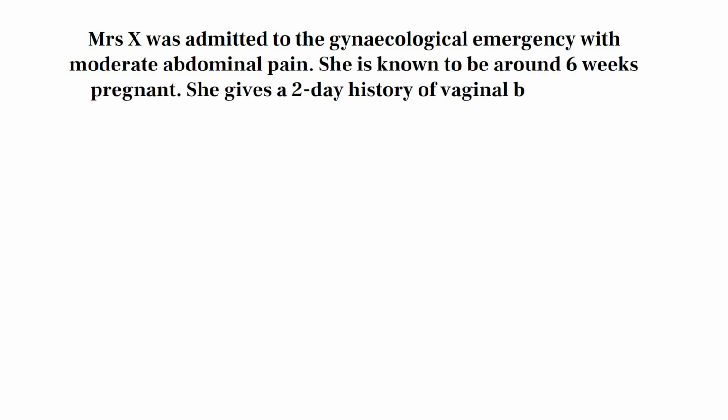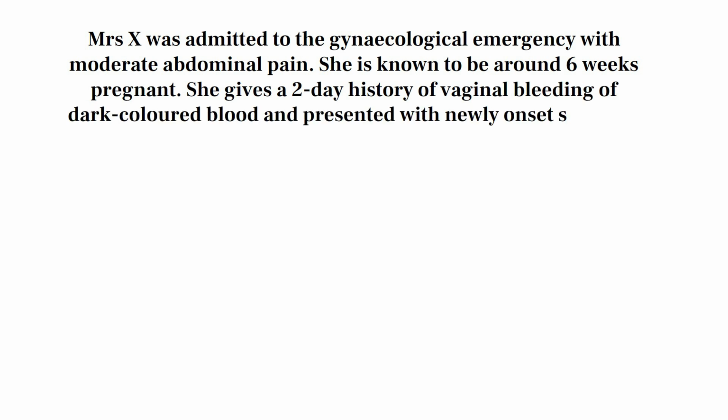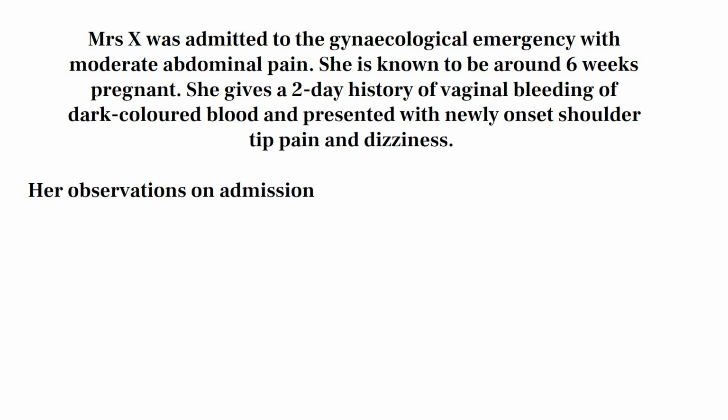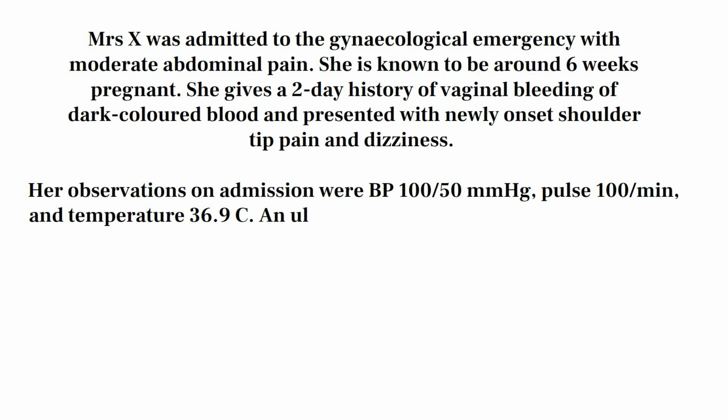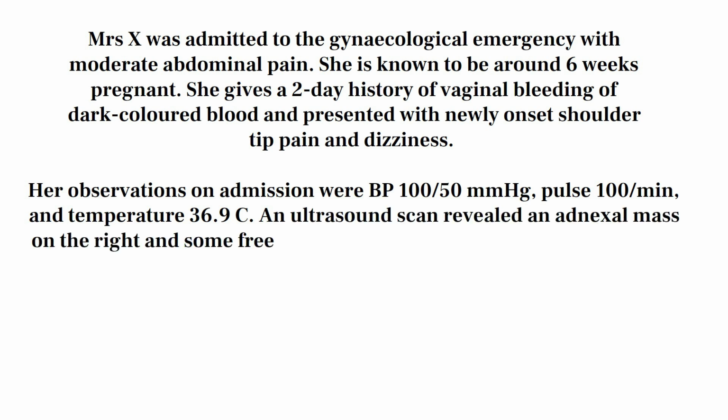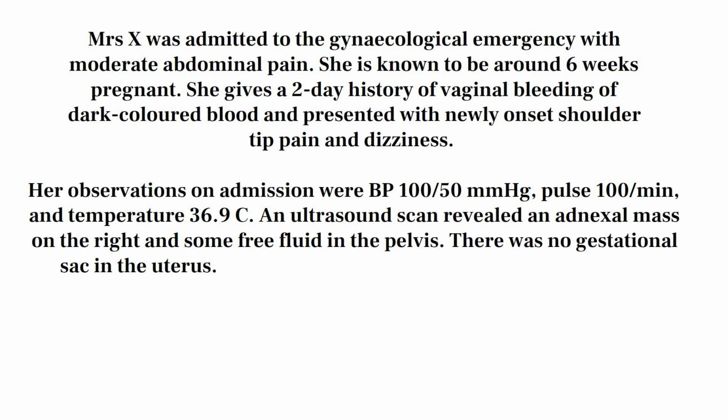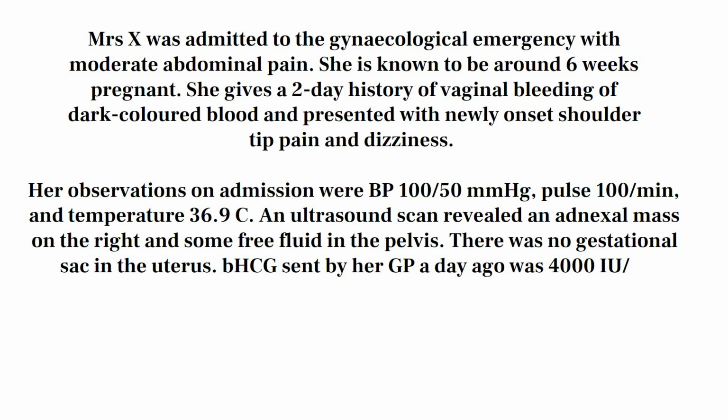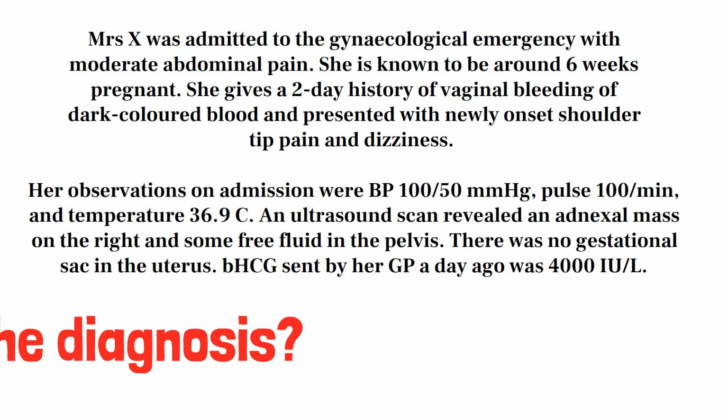She gives a 2-day history of vaginal bleeding of dark colored blood and presented with a newly onset shoulder tip pain and dizziness. Her blood pressure is 100/50, pulse 100, and temperature 36.9. An ultrasound scan reveals an adnexal mass on the right and some free fluid in the pelvis. There was no gestational sac in the uterus, and beta HCG sent by her GP a day ago was 4,000 international units. So what is the diagnosis?